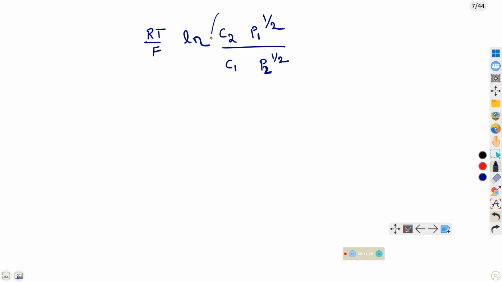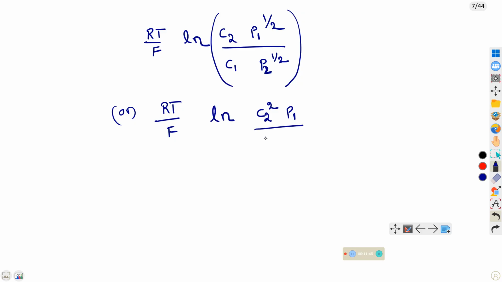RT by F ln (C2 P1 whole power 1 by 2)/(C1 P2 power 1 by 2), or it can be written as RT by F ln (C2 square P1 by C1 square P2) whole power 1 by 2. Check it, right or wrong.